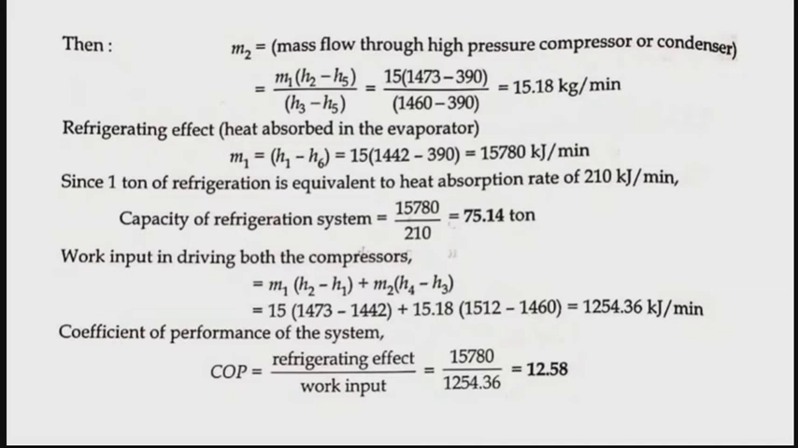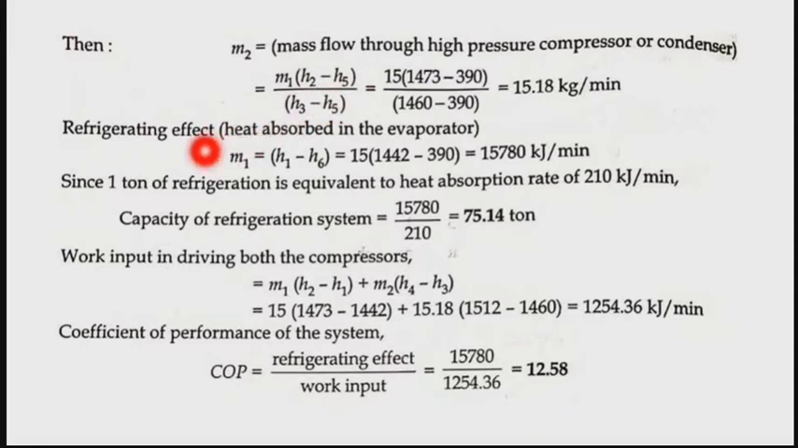So M2, how you are going to calculate it: M2 is the mass flow rate through the high pressure compressor or the condenser. You have the formula when the intermediate pressure or intercooler is present. M2 equals M1 into H2 minus H5 divided by H3 minus H5. Applying this formula, putting M1 as 15 and the H2, H3 and H5 values here, you will get the value of M2. So you have to study this formula earlier.